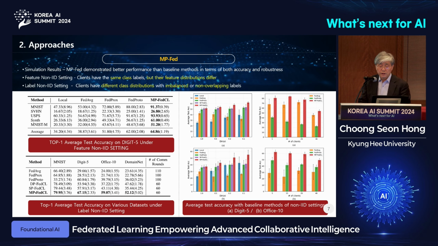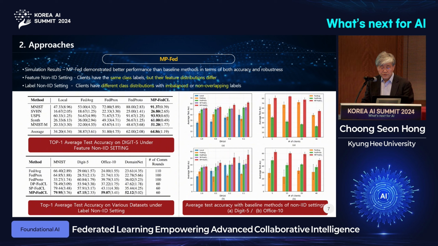Now let me share the results. MP-FedCL showed better accuracy and more robust performance compared to the baseline methods. We tested it under two scenarios. The first is the feature non-IID setting, where all clients share the same class labels but have different feature distributions. Second is the label non-IID setting, where clients have imbalanced or non-overlapping class distributions.